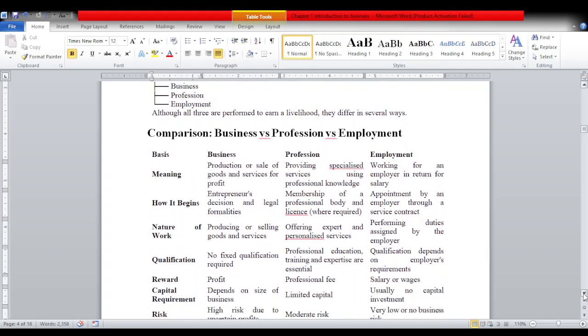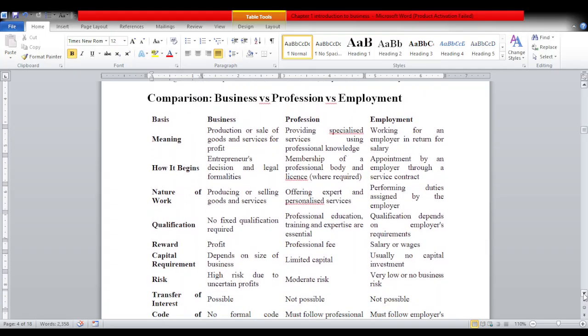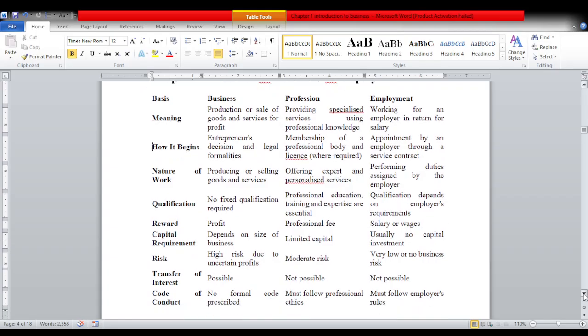Here you have a comparative outlook of business versus profession versus employment. Here I have shared some of the important points that will help you to understand the significant differences between business, profession, and employment. First, it is based on its meaning.